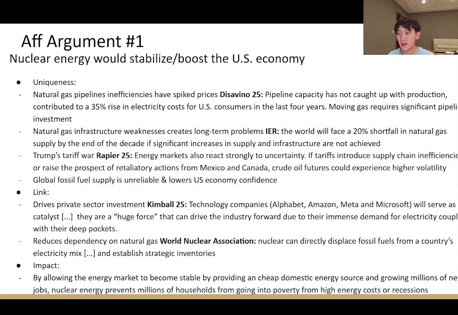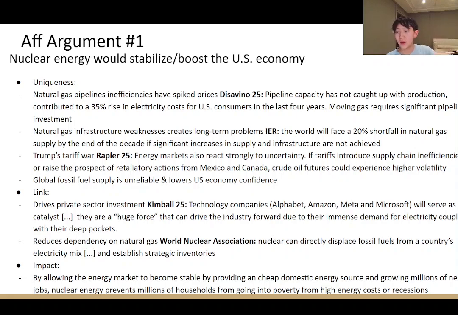However, the link is that by affirming, it drives private sector investment, as Kimball25 says, technology companies like Amazon, Meta, Microsoft will serve as a catalyst, and they're a huge force that can drive the nuclear industry forward due to their immense demand for electricity coupled with their deep pockets. So if you search up articles online, a lot of private companies are really interested in nuclearizing the grid because A, nuclear energy provides a lot of energy capacity compared to natural gas, and also B, there's a lot of hype around nuclear energy. They're seeing it as the next future. So there is a lot of interest for American companies to invest into nuclear energy.